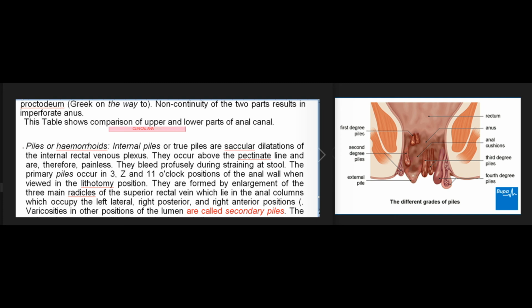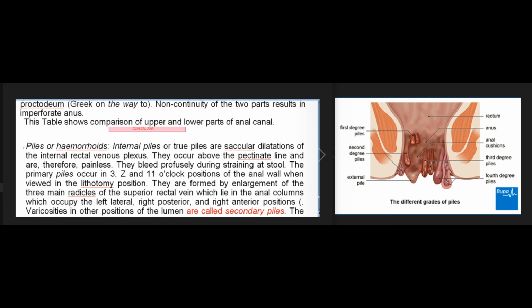Piles or hemorrhoids: internal piles or true piles are saccular dilatations of the internal rectal venous plexus. They occur above the pectinate line and are, therefore, painless. They bleed profusely during straining at stool.